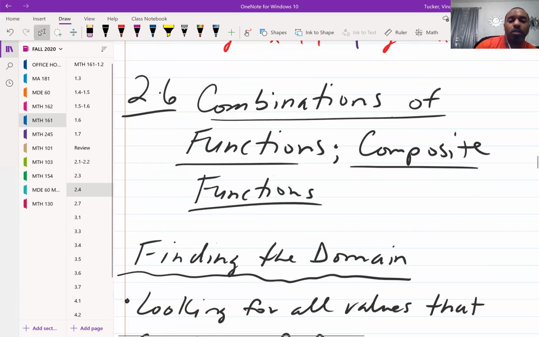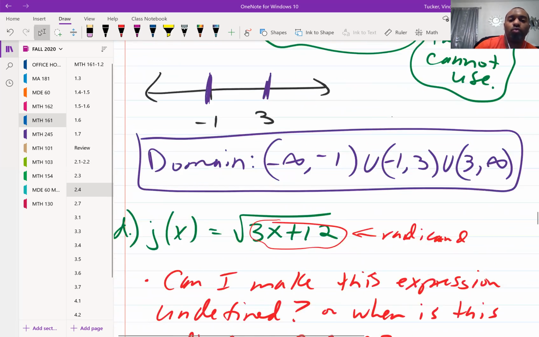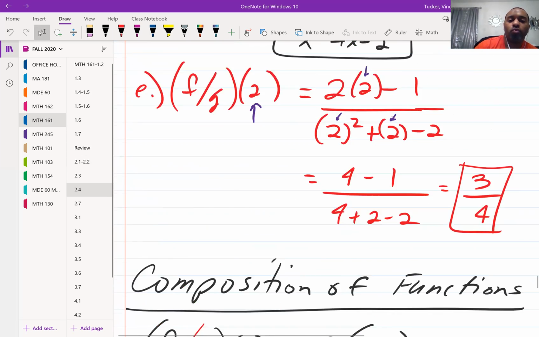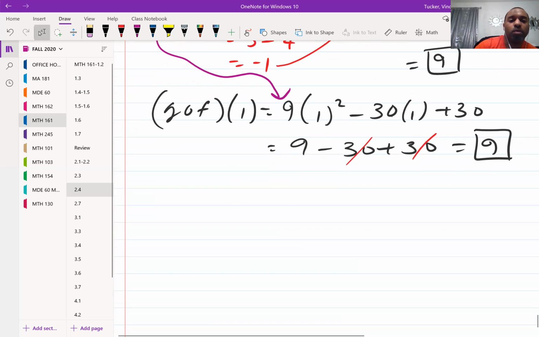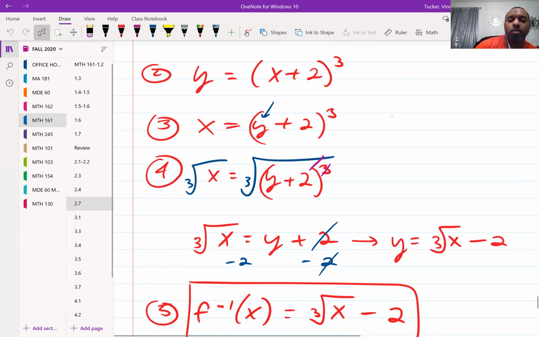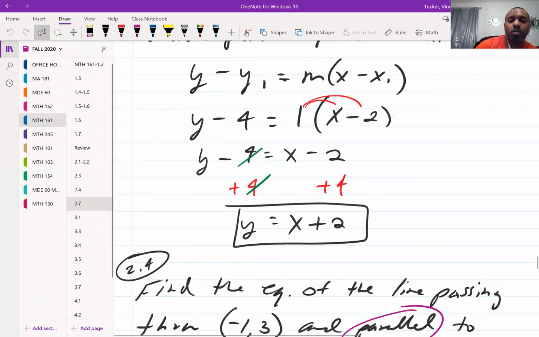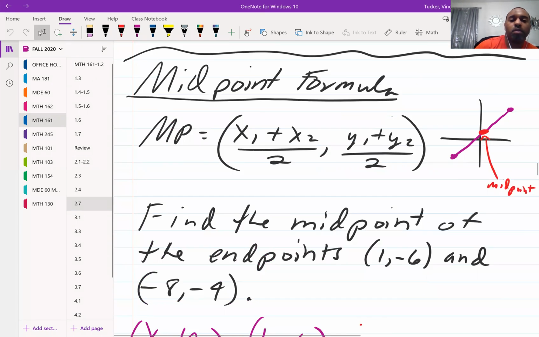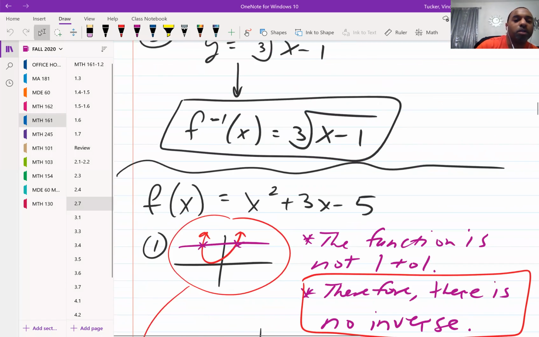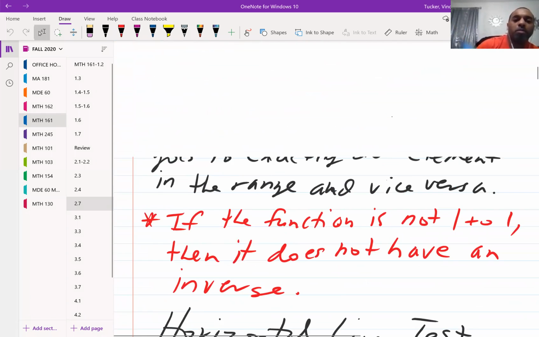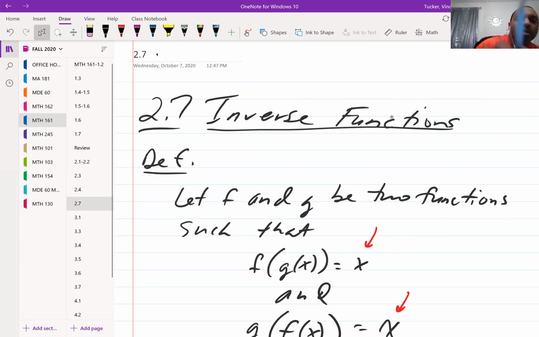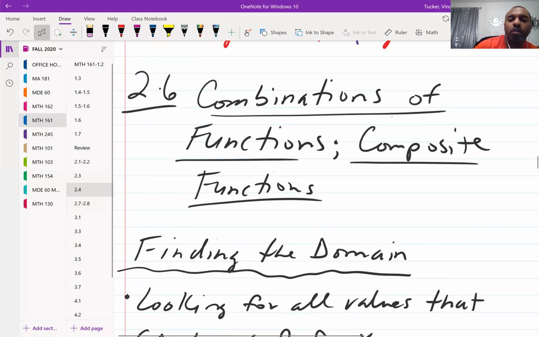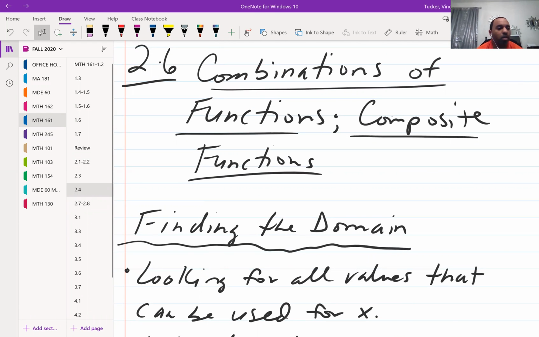Let's see, how long is 2.6? Okay, that's not bad. Okay. Yep. So we'll do 2.6, and then we'll be done for today.